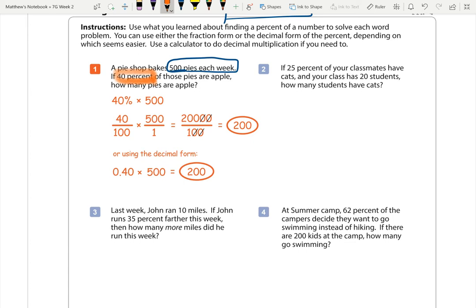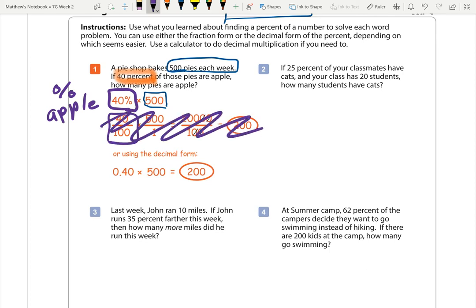All right, so 500 represents all the pies. 40% represents the percent that are apple. And now they have it sometimes where you multiply from the fraction form. We don't want to do that. Just ignore this. We're instead going to multiply using the decimal form. And so again, we just move that decimal place over 1, 2 spots. That's how we got it here. So we do 0.40 times 500, and that gives us 200. So 200 of the pies are apple.